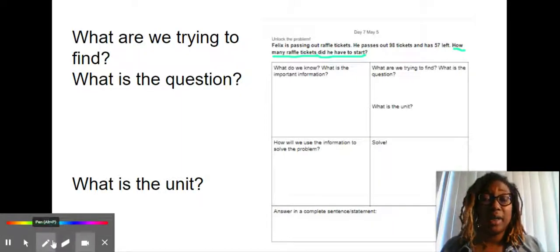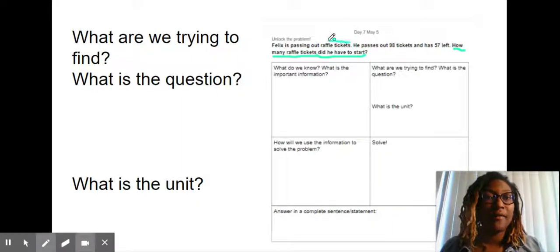And then what is the unit? What are we talking about? We're talking about raffle tickets, right? So that's our unit.